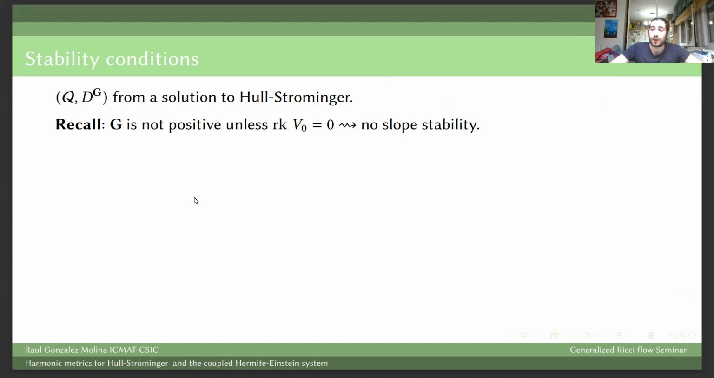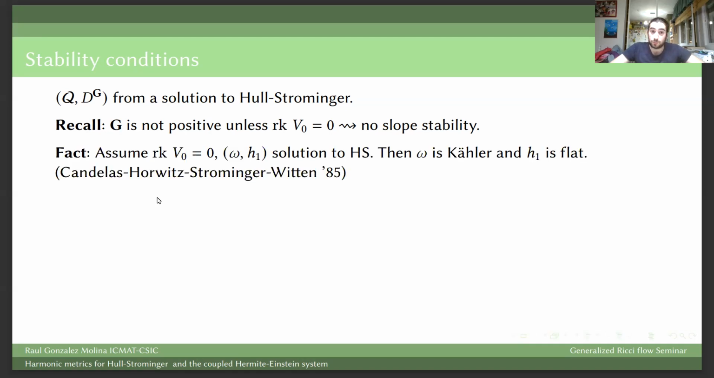So one thing one can say is, okay, if the source of non-positivity is this bundle, then you can consider just removing it, and consider the same system but without this B0 bundle. But this solution is not satisfactory, and this is why. If we remove this bundle and just take a solution consisting of a Hermitian metric and a Hermitian metric on the remaining bundle that is a solution to Hull-Strominger, then it happens that the metric must be Kähler and the Hermitian metric on the bundle must be flat. So if we precisely are looking for good non-Kähler geometry, then we surely must not assume this.